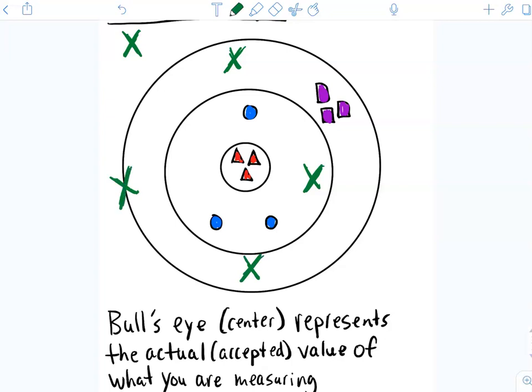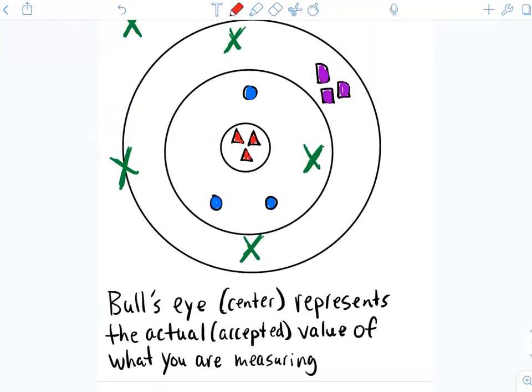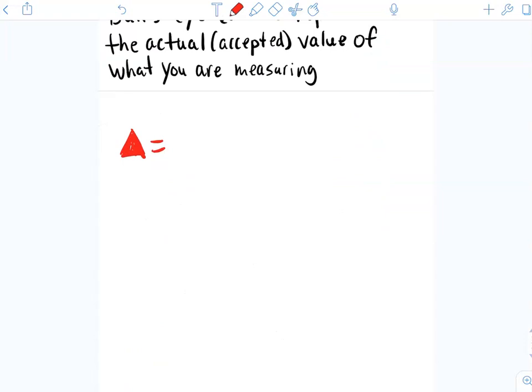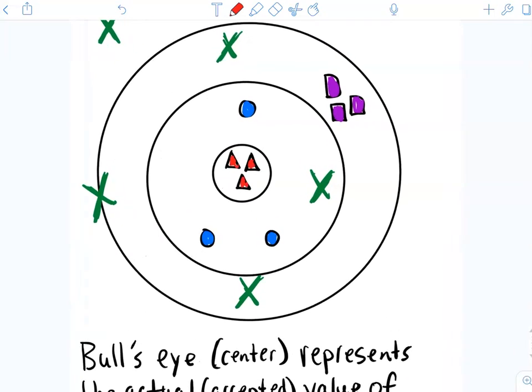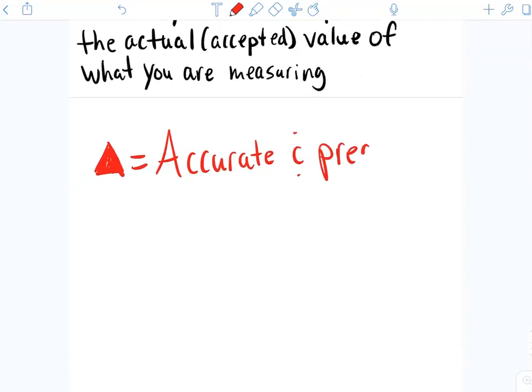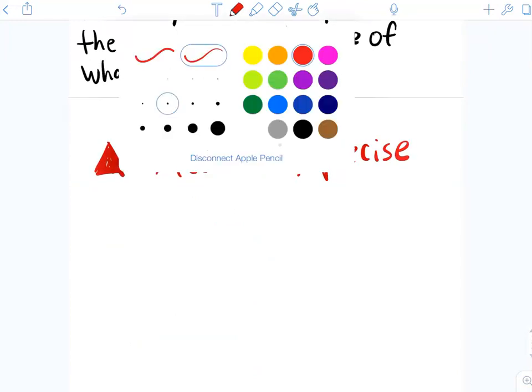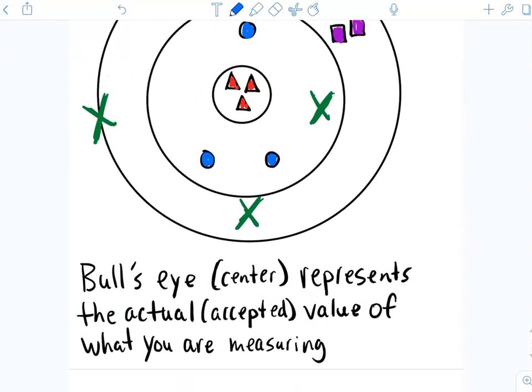Okay, so now we're going to first look at the red triangles. If we look at the red triangles, first off, they are directly on that bullseye. Since they are directly on that bullseye or that accepted value, they are going to be accurate. And in terms of precision, they're all right beside each other, so they are also going to be precise.